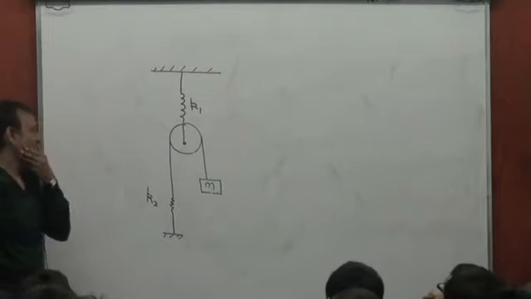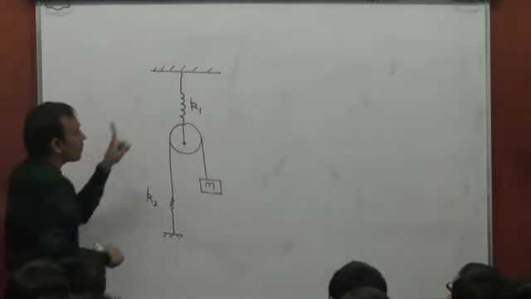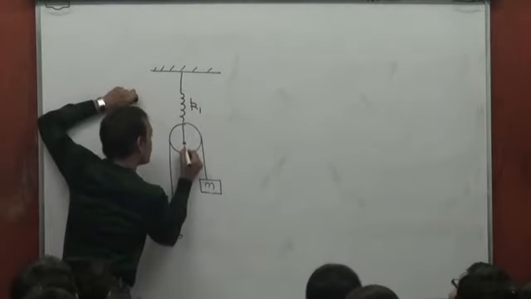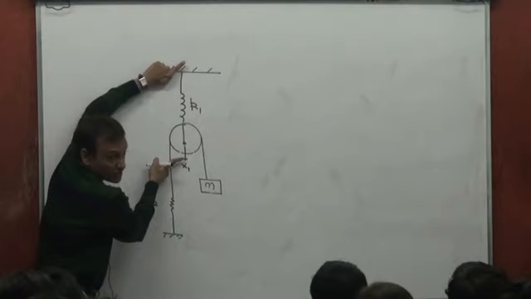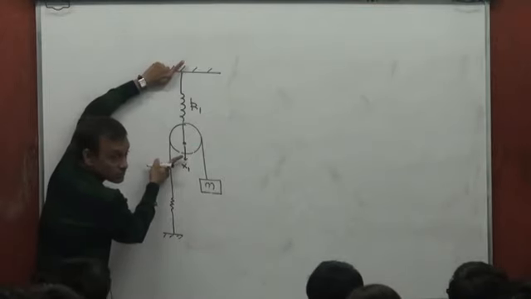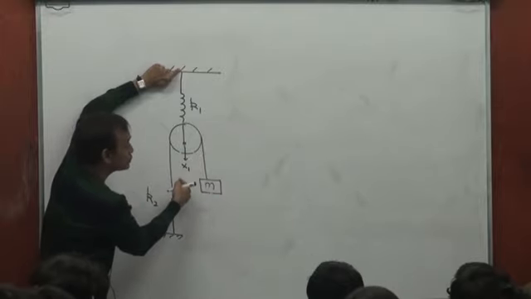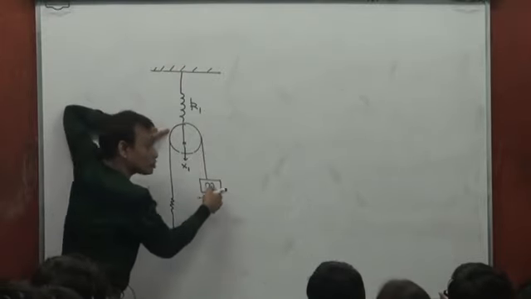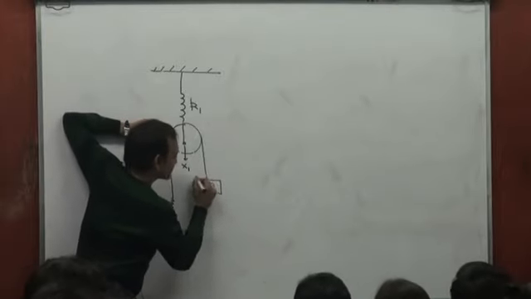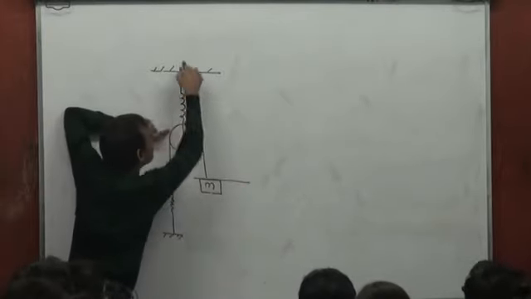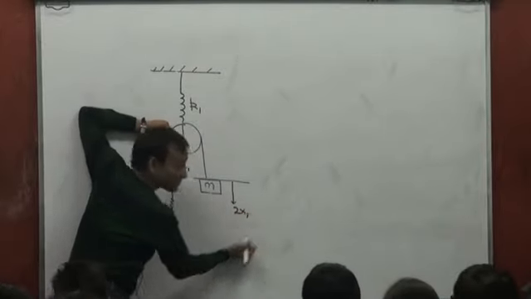Now, think of a state where this spring has got elongated by an amount x1. This spring has got elongated by an amount x1, right? Now, an elongation of this spring by an amount x1, if this was a string, would have caused the mass to descend by an amount 2x1, right? So this, because of this alone, would have descended by an amount 2x1, right?